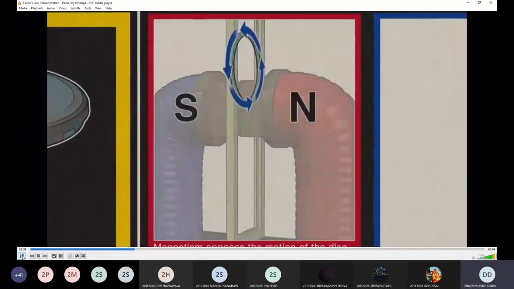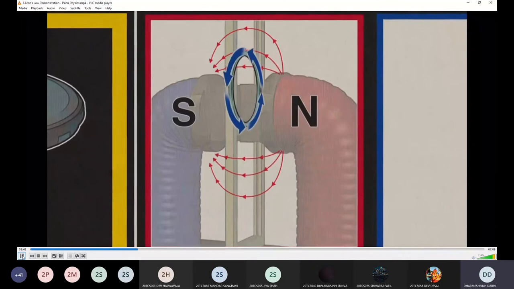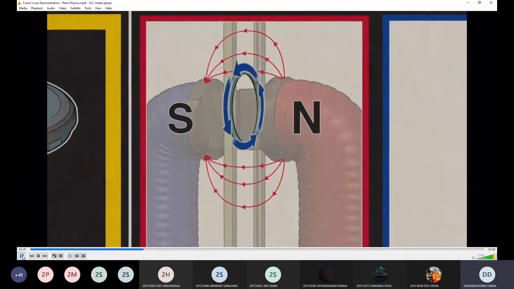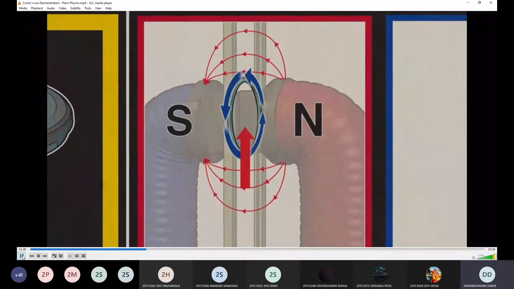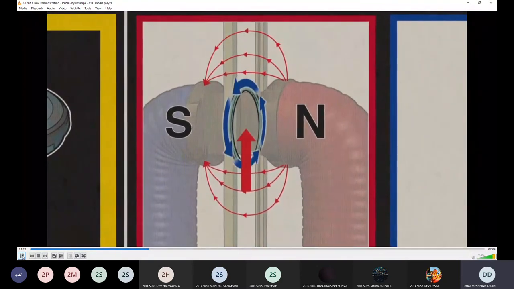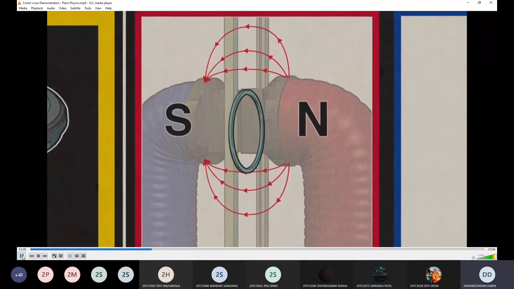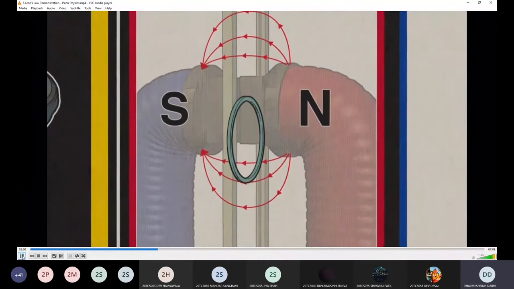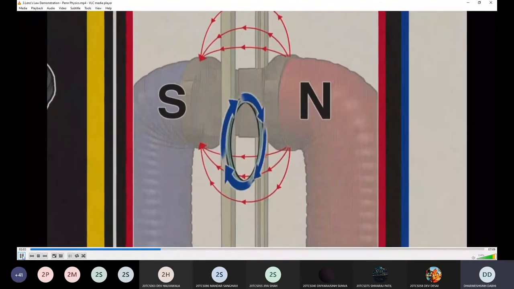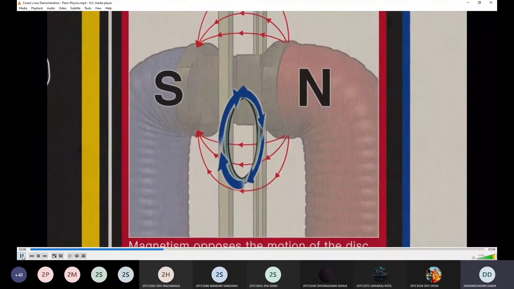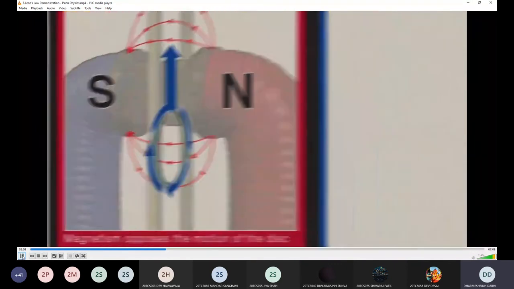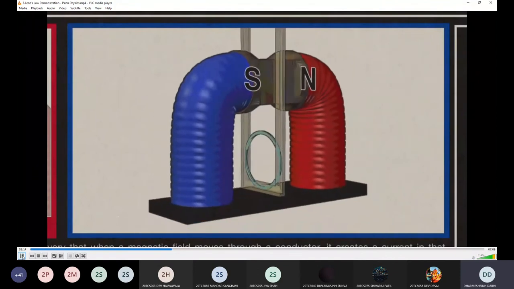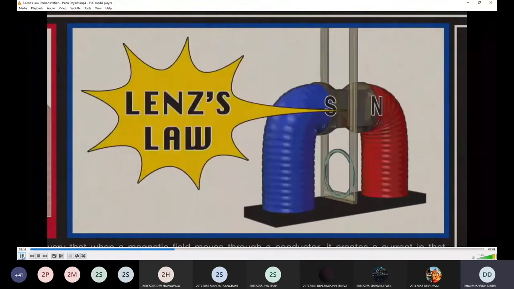The poles of the induced electromagnet oppose the poles of the horseshoe magnet, and so the magnetic field of the big magnet creates a net upward force on the ring, opposing the force of gravity and slowing the ring's descent. As the ring exits the pole region, the flux that it encloses starts to decrease, inducing a current in the opposite direction. But that current also opposes its fall. In each case, the ring falls much slower than we expect it to. This is because Lenz's law applies.